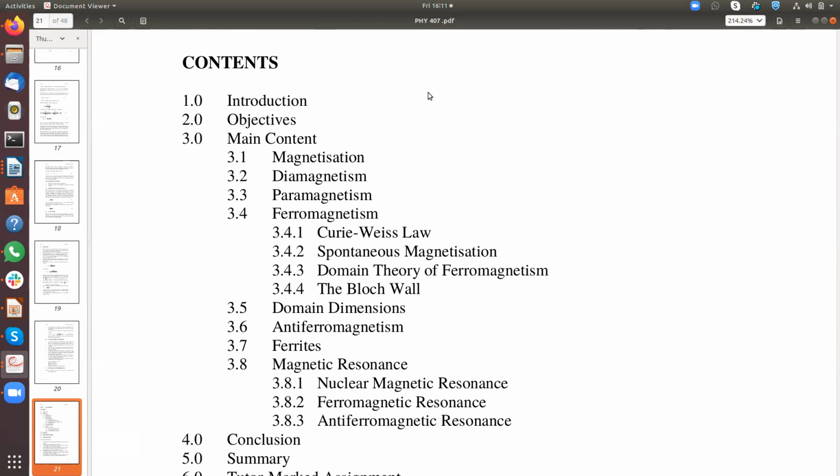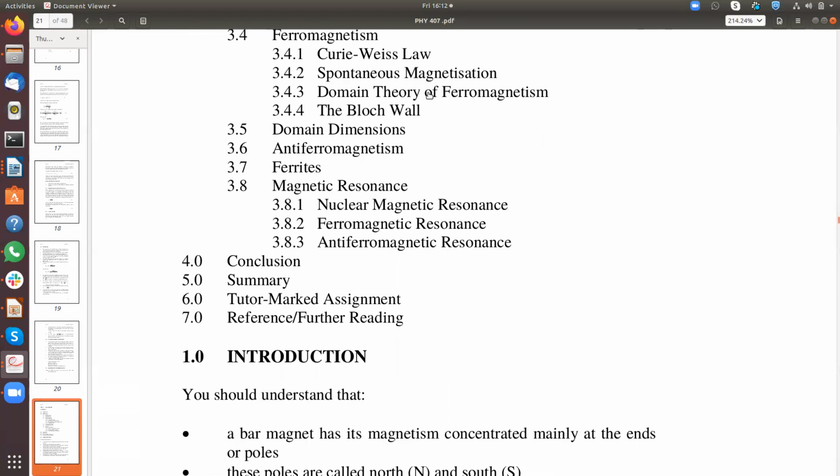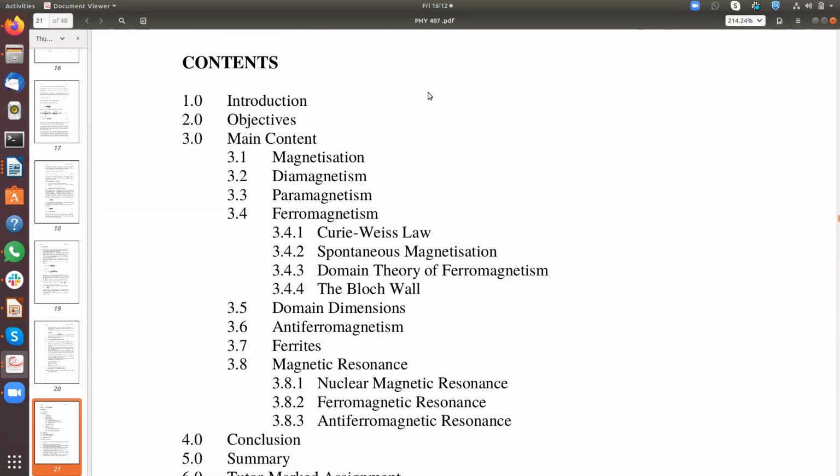Then we give a series of materials, types of material that have most of these magnetic properties. And we round it up by looking at magnetic resonance, where we are going to be discussing nuclear magnetic resonance, ferromagnetic resonance, and antiferromagnetic resonance. So by so doing, we shall be moving close to the end of the class.